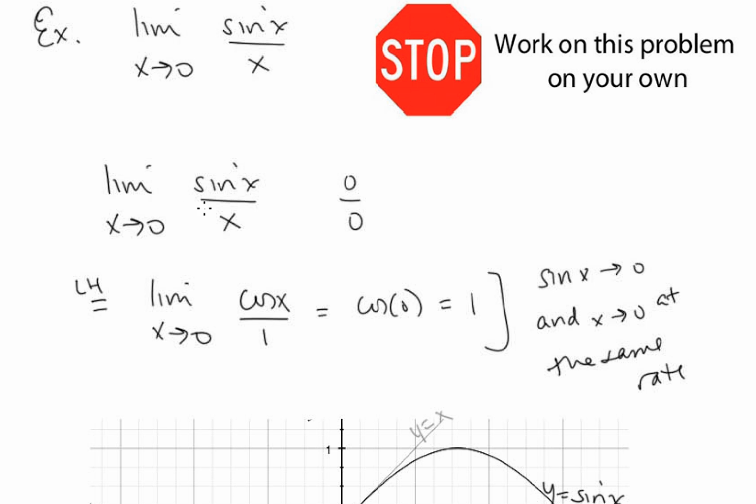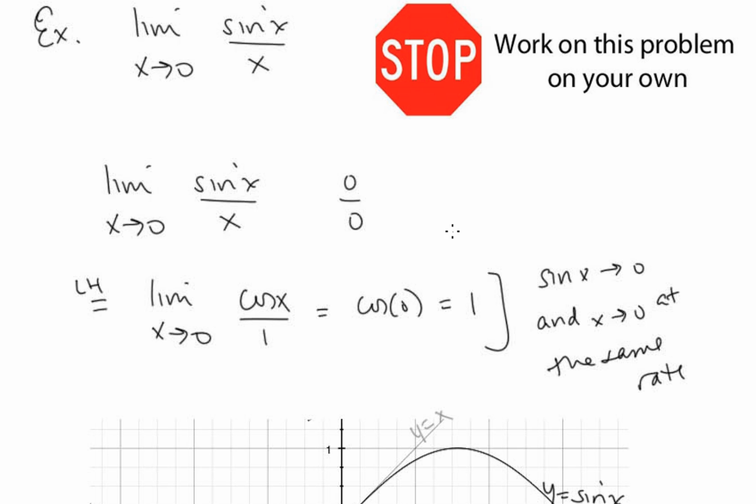So the first thing we do is plug in x equals 0, and we see that we have 0 over 0, so we can and should use L'Hopital's rule to continue. So I have equals here with my LH, limit as x goes to 0, this becomes cosine of x over 1. And now we can plug in x equals 0, and so this is 1.